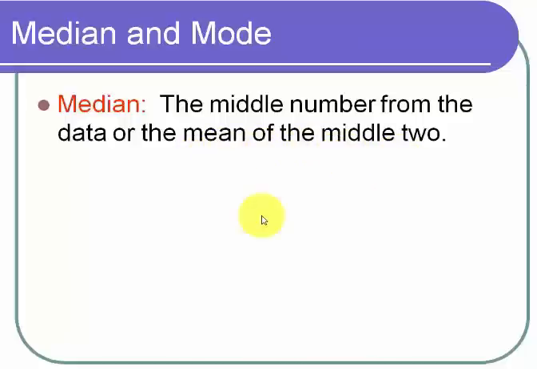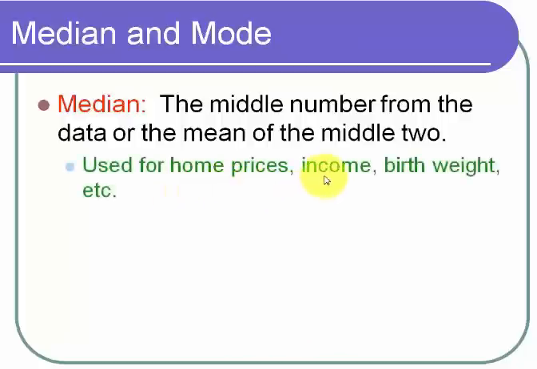So when should you use the median and when should you use the mean? Well, the median is often used for home prices or income or birth weight. One of the things that these have in common, so for example, in my town of Tahoe, most of the houses tend to be between $250,000 and $600,000. But then you have those beautiful mansions that have lakefront property that go for $15 million.